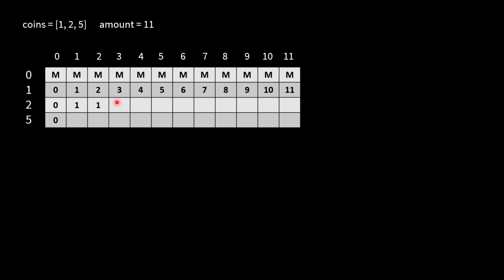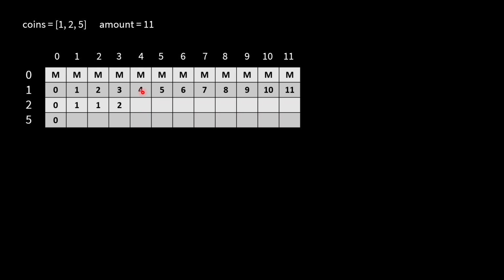Now we are at this cell. Here our target is 3. That means we can take this value here, or we can subtract 2 from this index. That means we get 1, and we take this value plus 1. That means 2. So what is the minimum between 3 and 2? It is 2. And in normal cases, if we take 3, that means we can take 3 coins of 1, or we can take one coin of 2 and one coin of 1. That means 2. 2 is our minimum and expected value in this cell.